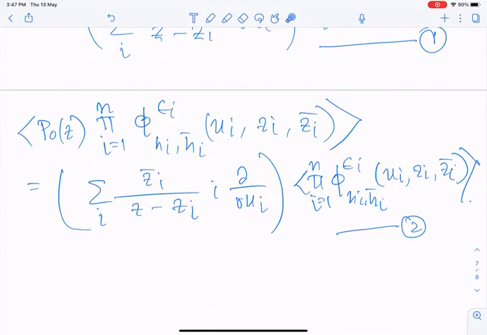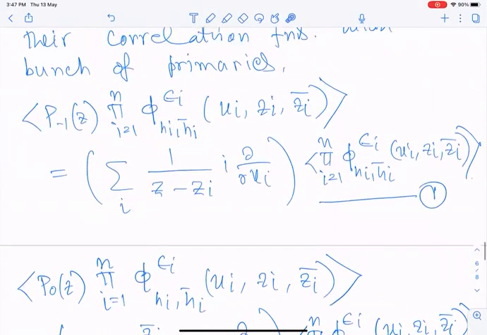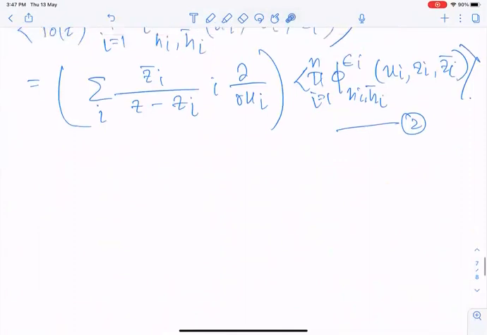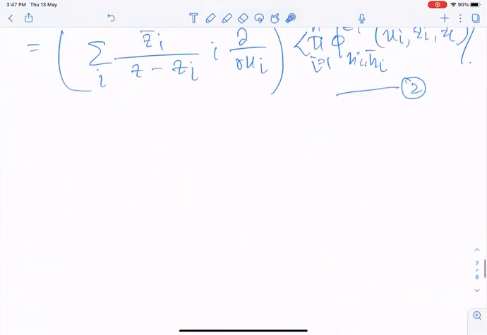So here also we have to look at the residue of the pole at z equal to z_i, and that will essentially tell us how the global symmetry generated by P_0(z) is acting on phi. Okay, so let's first look at the Ward identity 1.